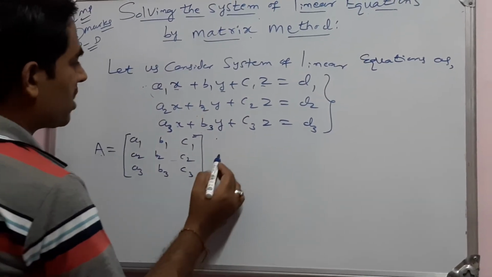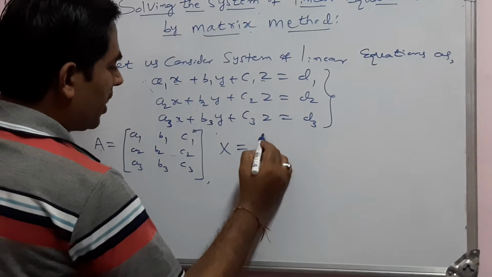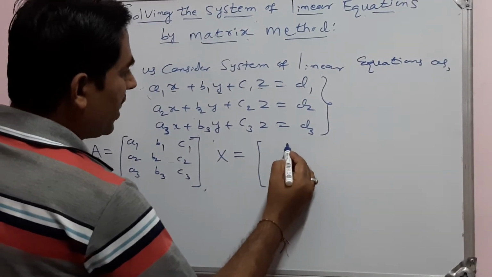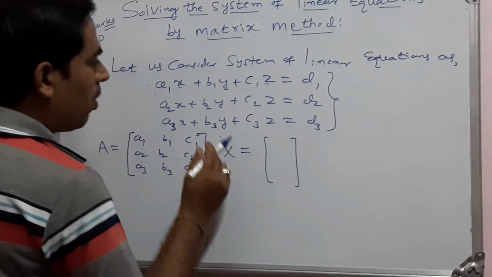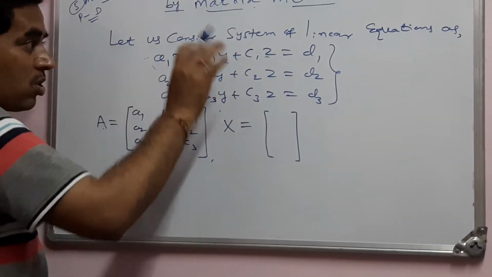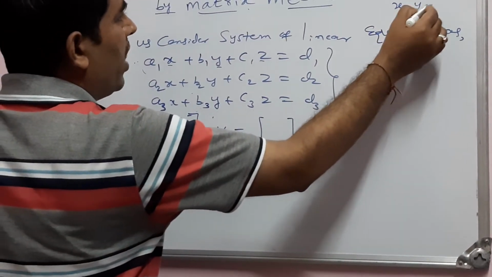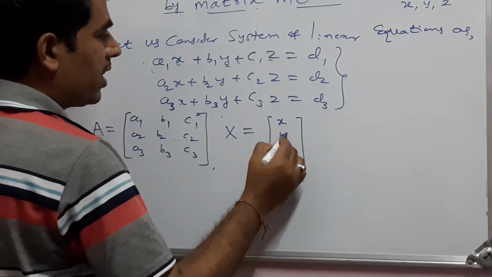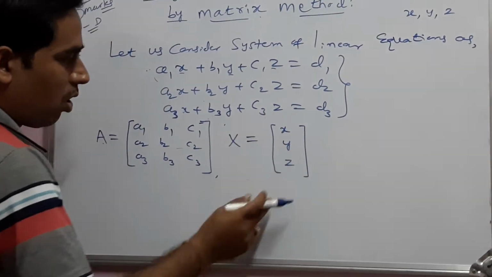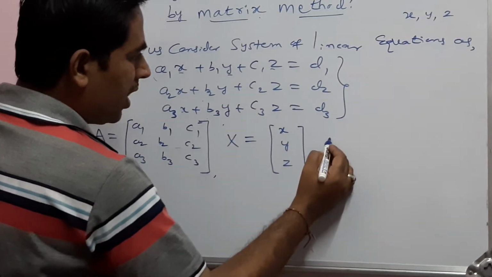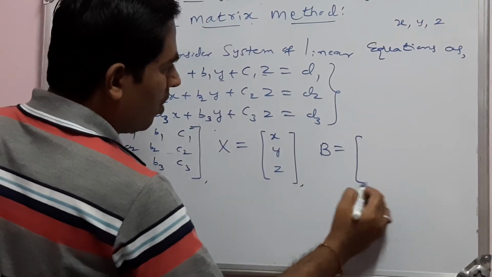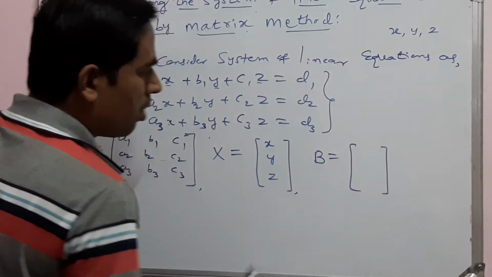So this is one matrix. Then let me write another matrix, X. It is the matrix of unknowns. What are the unknowns or variables? Three variables are there, as I told earlier: x, y and z. I will write that as a column matrix, x, y, z. Then another matrix I will denote as B, which is also a column matrix.